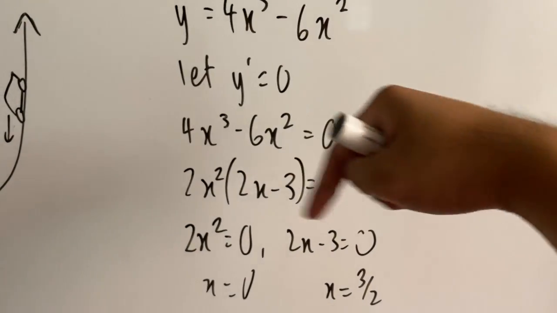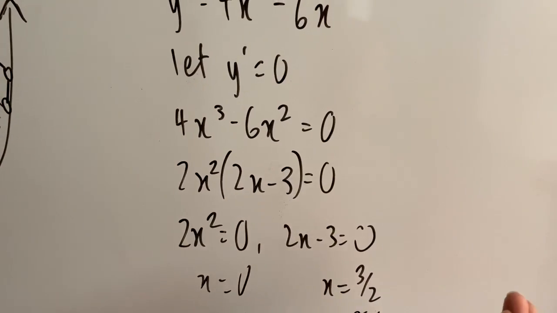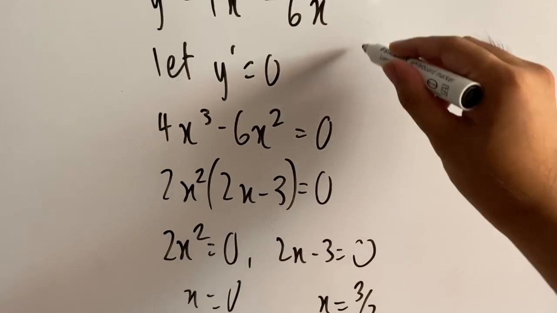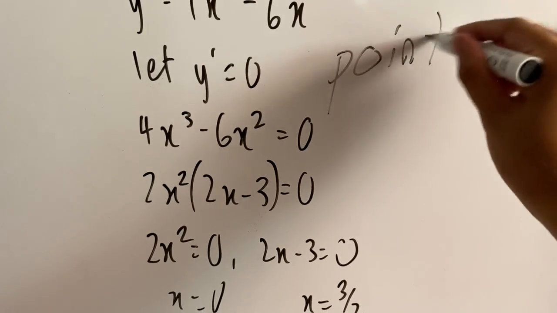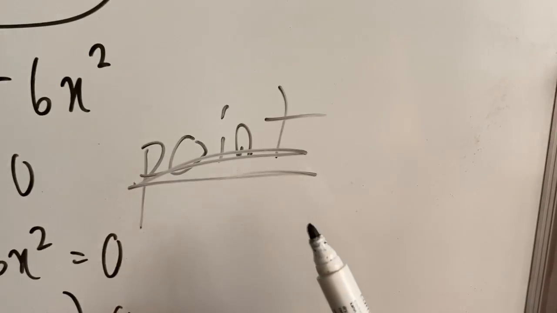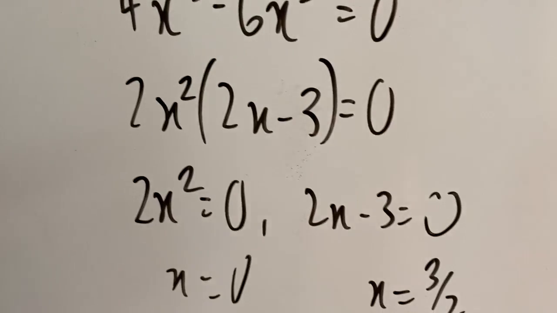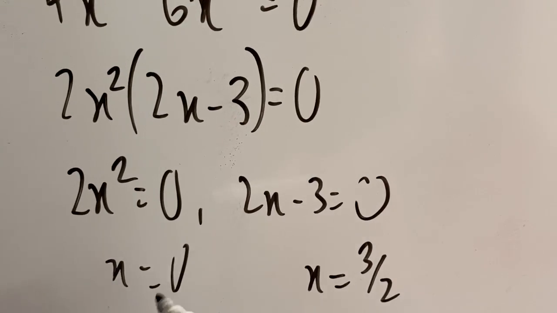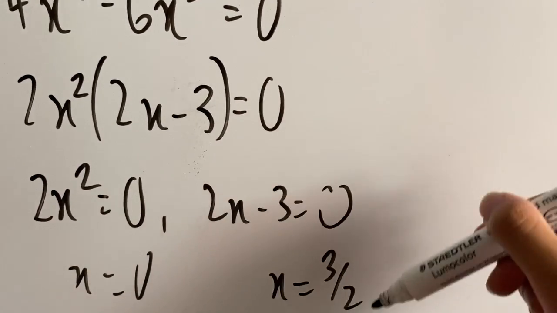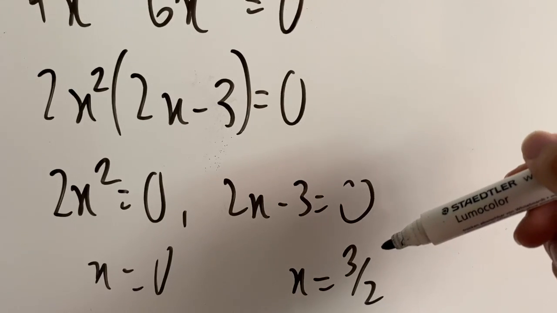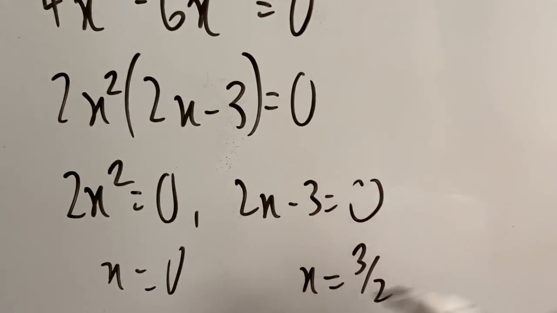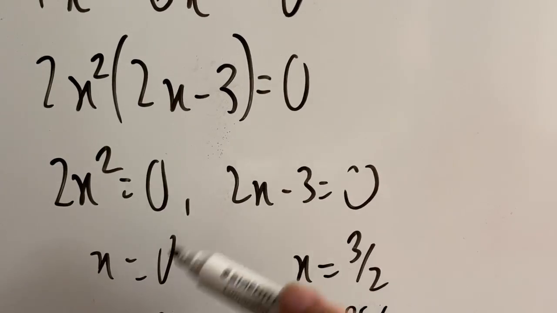And you're probably wondering, okay, great, I found x, but wasn't I trying to find something called a stationary point? And remember, guys, with the word point, you need an x coordinate and you need a y coordinate, right? So over here, I just found two x coordinates. This is the x coordinate of my first stationary point, and this is the x coordinate of my second stationary point.